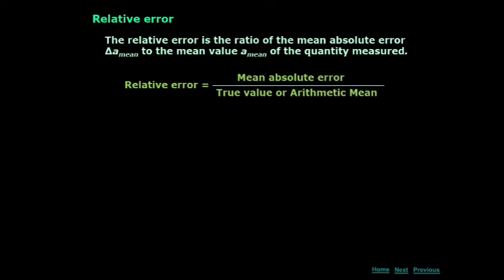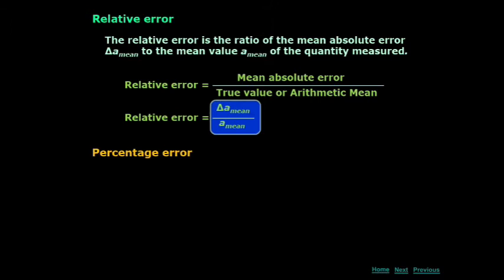Relative error will be expressed in terms of an equation. See the screen. Relative error is equal to mean absolute error divided by true value. True value is also known as the arithmetic mean. Simply, we write relative error is equal to del A mean by A mean. In our textbook it's given as del AM divided by AM. And next we can go to the percentage of error.